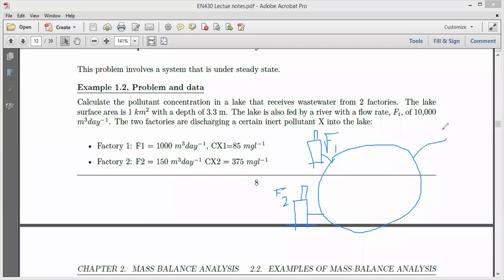So we have a river there, okay, with a flow rate Fi. Okay, so there are three flows, three influents to this lake. There's effluent from F1, factory 1, effluent from factory 2, and a river also that is flowing and feeding into this lake. That is what we are told.